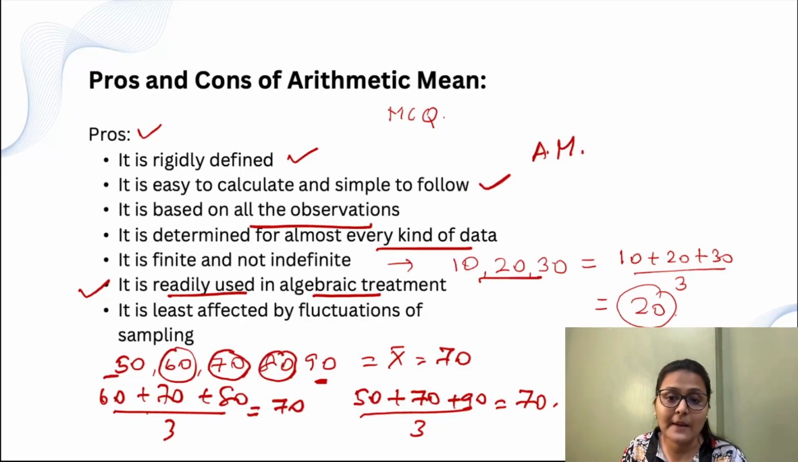So both the samples are going to give the same amount of mean, and this is going to show that there is less fluctuation. It is not affected by fluctuations of the sampling, or it is least affected. The mean is going to be equal, right? All these are the pros.